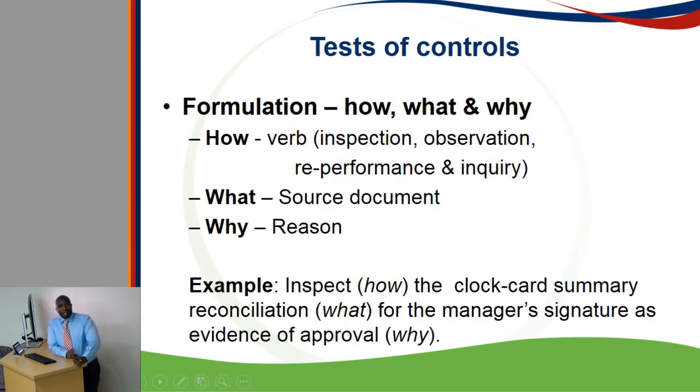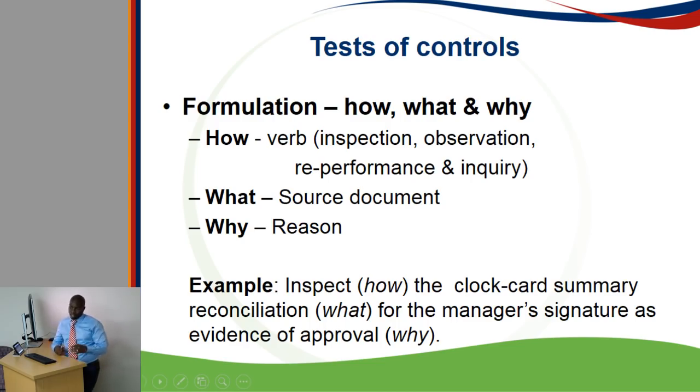Okay, the test of control, the formulation of it, remember the how, the what, and the why. The how, which is the verb: inspect, observe, reperform, and inquire. The what is the source document, and the why is the reason why you're performing that. One of the examples that we use is: inspect the clocker summary reconciliations for the manager's signature as evidence of approval. Okay, so this is how you formulate the test of control itself.